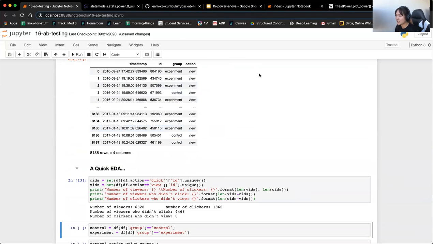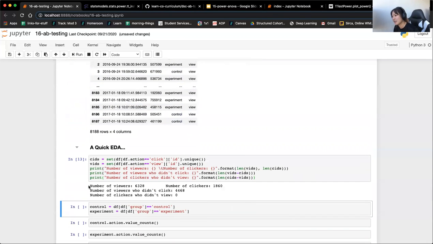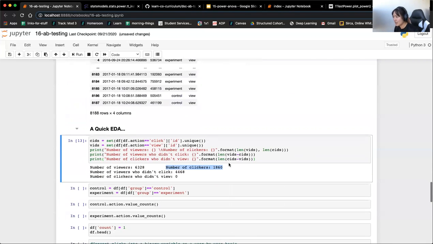Just doing a bunch of aggregations on this data frame: the number of people who viewed, 6,000; the number of people who clicked, 1,800; the number of viewers who didn't click, which is just this minus this; the number of clickers who didn't view, 0, which makes sense because if you don't view, you can't click. This is just some of the EDA that was provided.